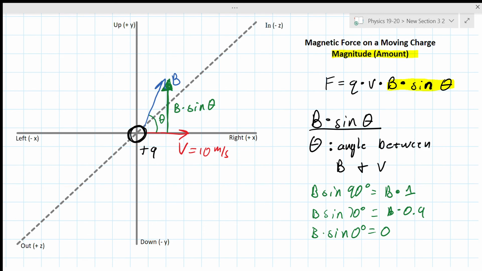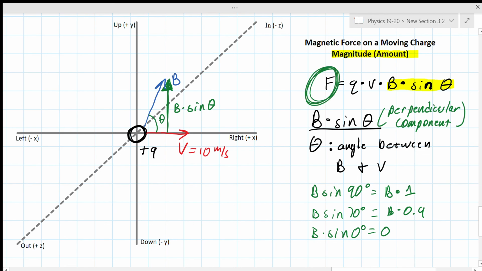And that's the component that exerts a force on the charge. Okay, so that is what B sine of theta does. It gets us that perpendicular component, the component that's perpendicular to the velocity. That's what determines the amount of force acting on the charge. All right, so hopefully this demystifies the equation a little bit.